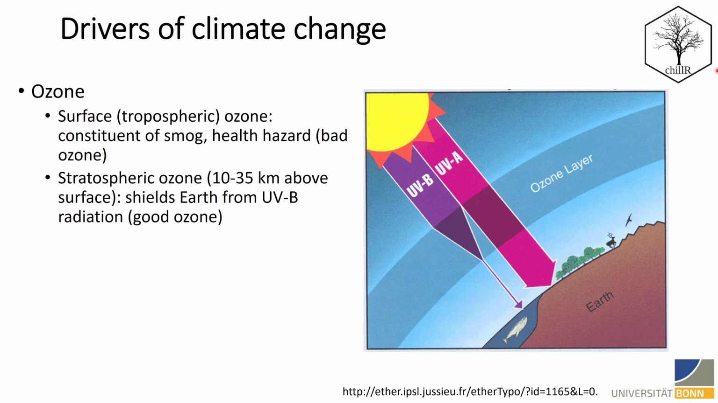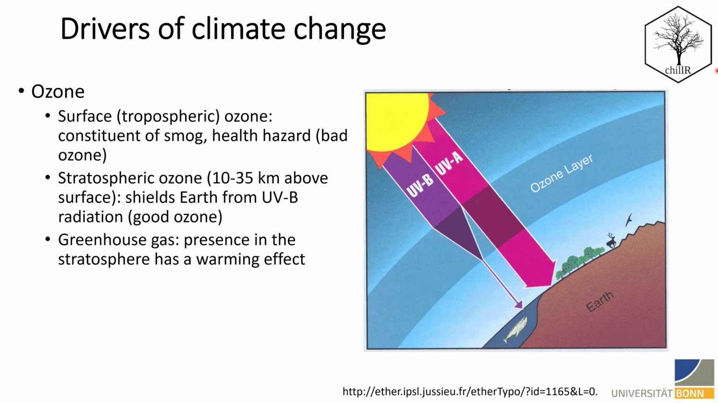But in terms of climate, what's more interesting probably is the stratospheric ozone, which is quite a lot higher. It's like between 10 and 35 kilometers above the surface. And this is a good thing largely for us because it shields the Earth from UVB radiation, which is quite harmful for life on Earth and including for humans. So this is what we refer to as the good ozone. This is what we want to have.